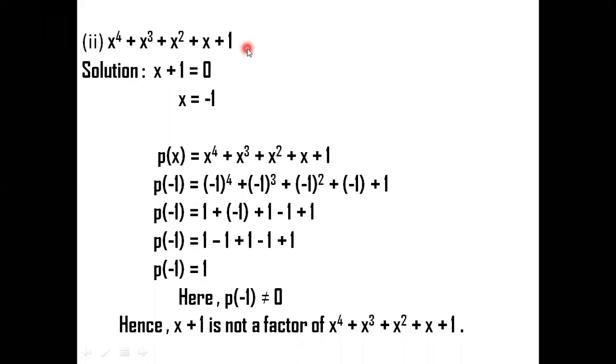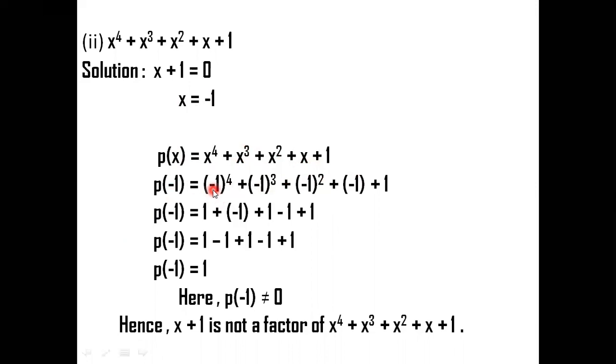The second question is x raised to the power 4 plus x cube plus x square plus x plus 1. And if you could recall, we have to check whether x plus 1 is a factor or not for all the questions. So let's start the same way. Let's say x plus 1 is equal to 0. Plus 1 goes to the other side. It becomes x is equal to minus 1. All that I will do is replace the value of x by minus 1. So wherever I get x, that is replaced by minus 1. Now, what I'm supposed to do next is simply solve.